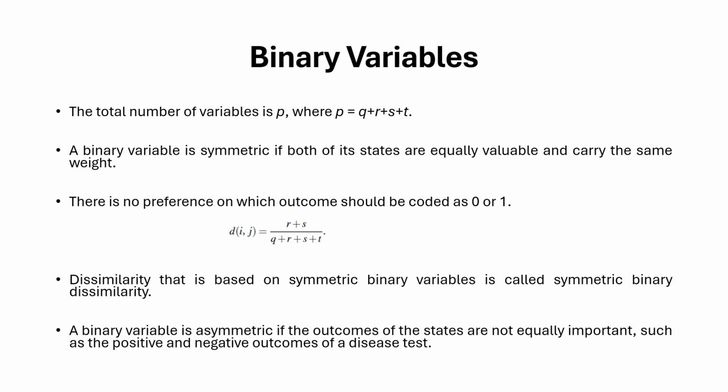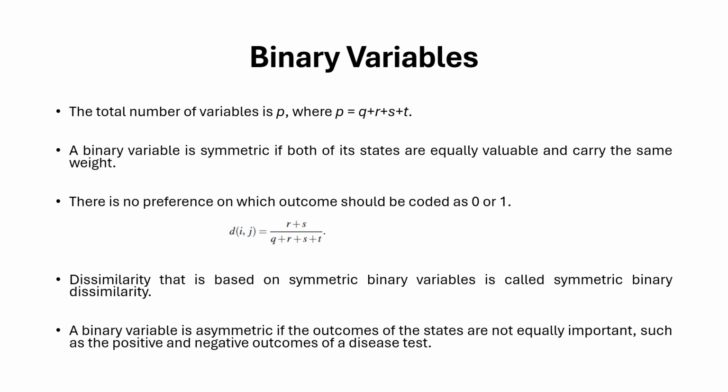So now the total, as per the contingency table, the total number of variables is P, which is nothing but Q plus R plus S plus T. So what is Q? As I told you already, it would be the value of object I1 and object J1. Okay, so as per that the values will differ. So this binary variable is symmetric if both of its states are equally valuable and carry the same weight.